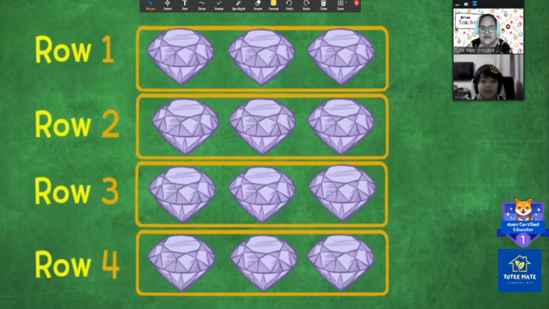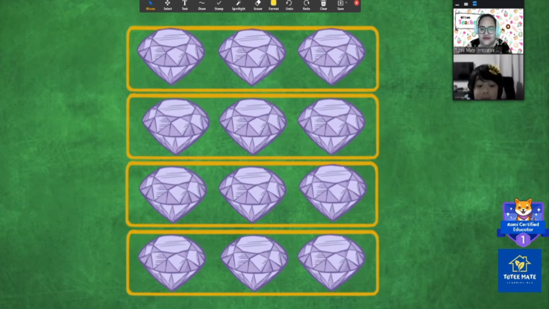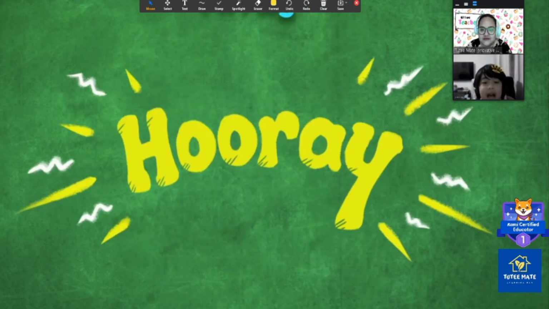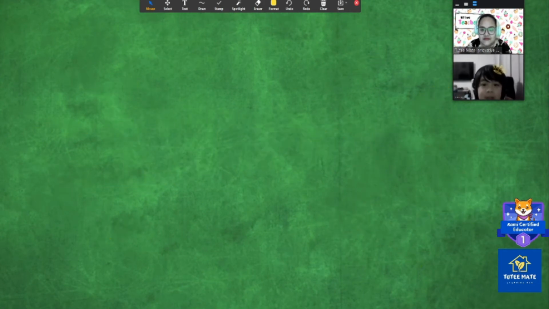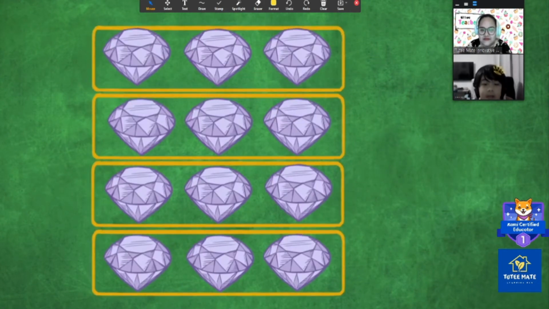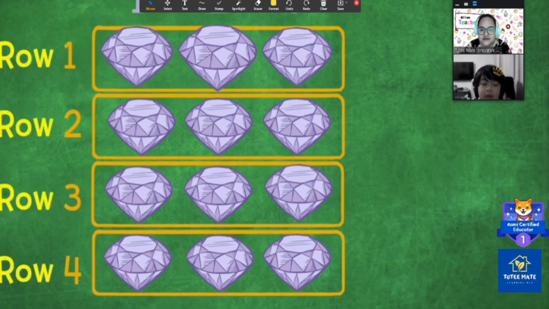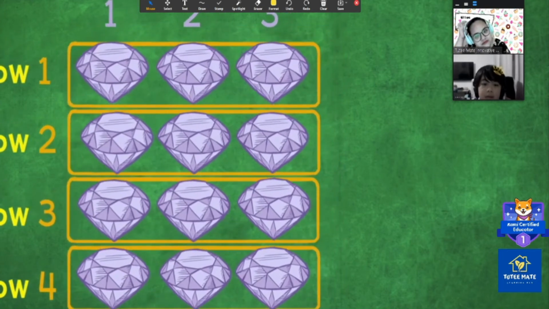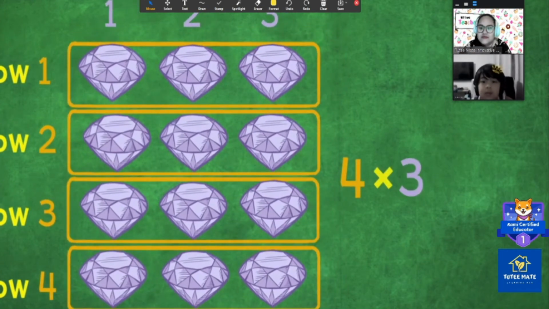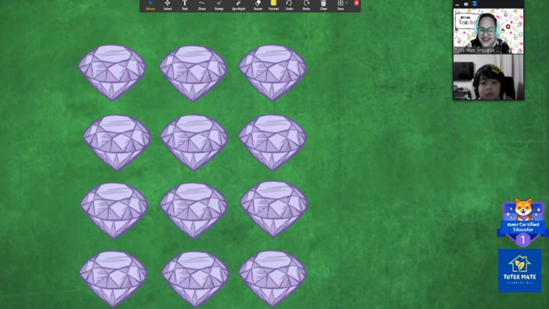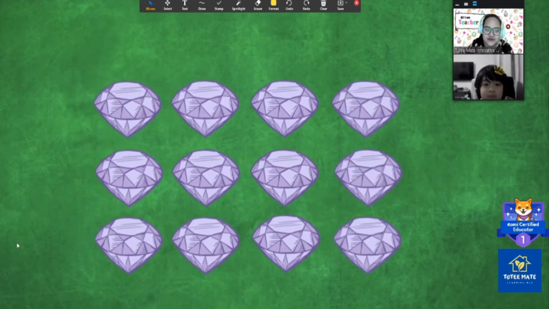In this picture, there are 4 rows of diamonds, and there are 3 diamonds in each row. When you arrange things in rows with the same number in each row, that's called an array. We can use arrays to learn more about multiplying numbers. Hooray for arrays! For example, the diamond array we made shows us that 4 rows of 3 diamonds each is a total of 12 diamonds. 4 times 3 equals 12. But see what happens when we arrange the diamonds differently.